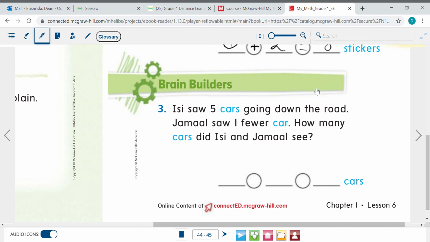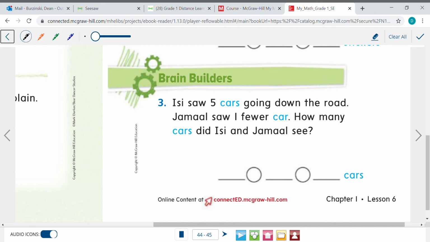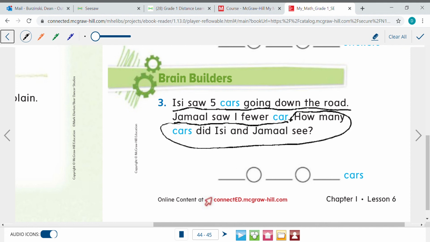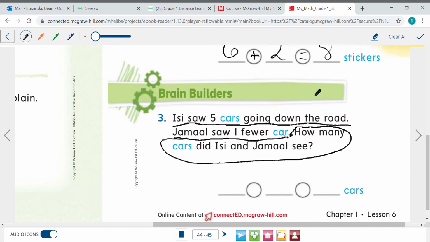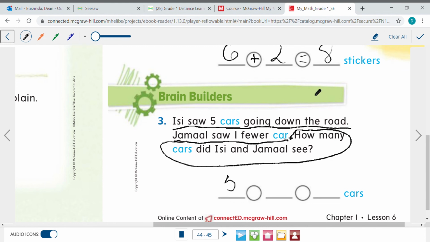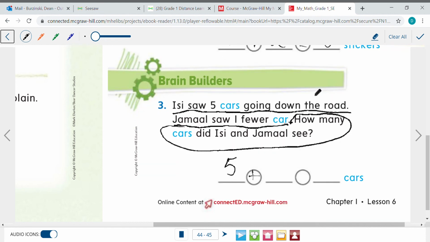But let's look at what we know. We know Isai saw 5 cars going down the road. We know Jamal saw 1 fewer. And we know we need to find out how many cars did Isai and Jamal see. Well, Isai saw 5 cars, so my plan is to write 5 for Isai and I'm going to have to add that to Jamal. But it says Jamal saw one fewer car. One fewer car than Isai.